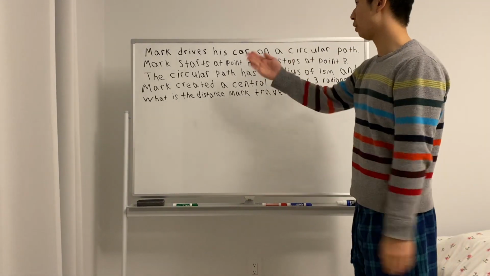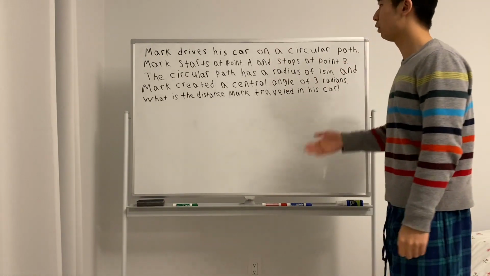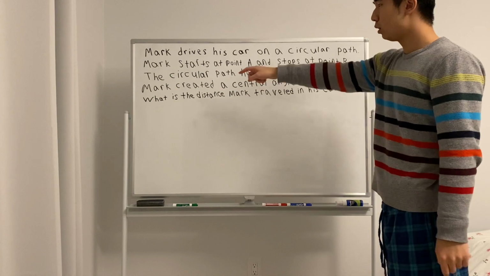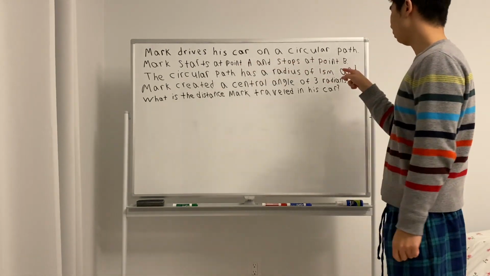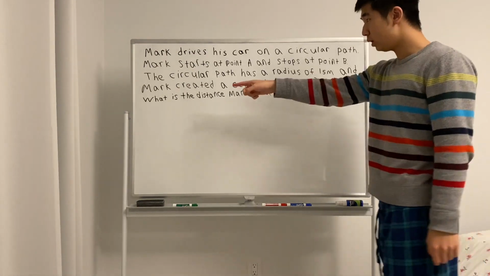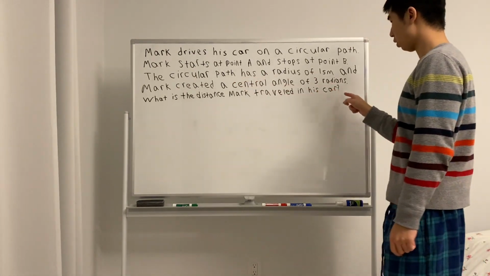Mark drives his car on a circular path. Mark starts at point A and stops at point B. The circular path has a radius of 15 meters and Mark created a central angle of 3 radians. What is the distance Mark traveled in his car?